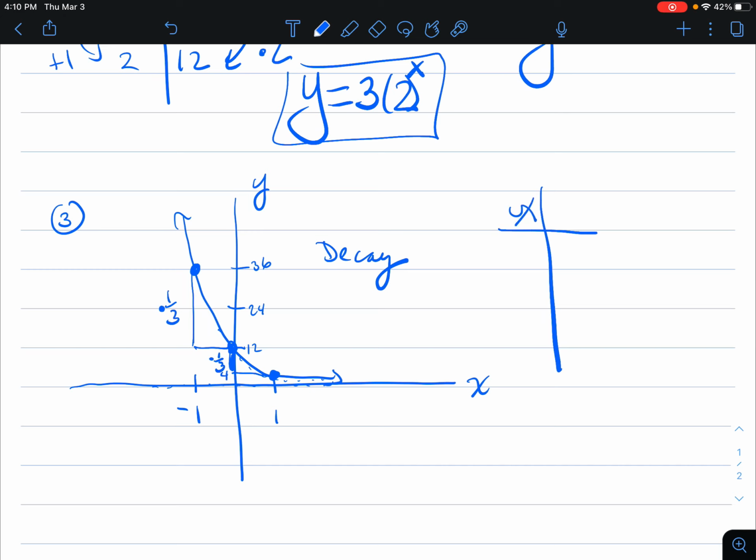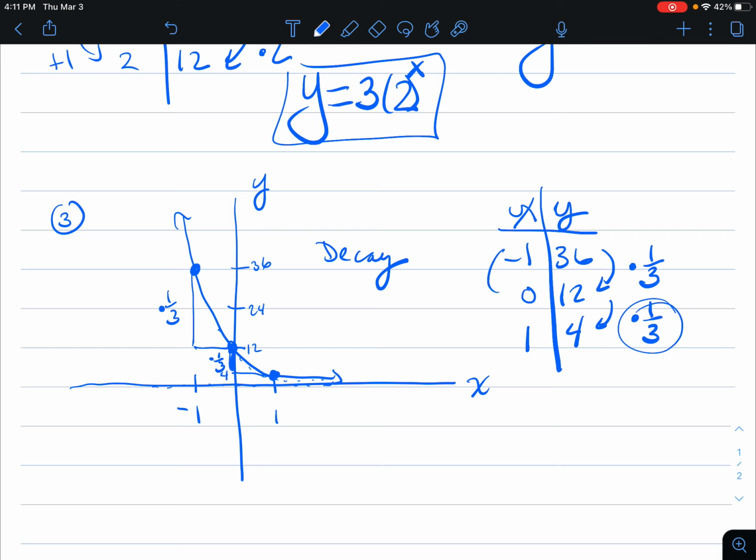So what you could also do is just make a quick table and put in the points you know. So I know -1, 36. I know 0, 12, and I know 1, 4. And then I could say, what do I multiply 36 by to get 12? Looking the other way, you can probably see you multiply by 3, but we're decreasing here, so it's going to be times 1/3. If you think divided by 3, that's the same as times 1/3. So the multiplier, we do need it to be multiplication, but there's different ways that you can think about it. And these are going up by 1.